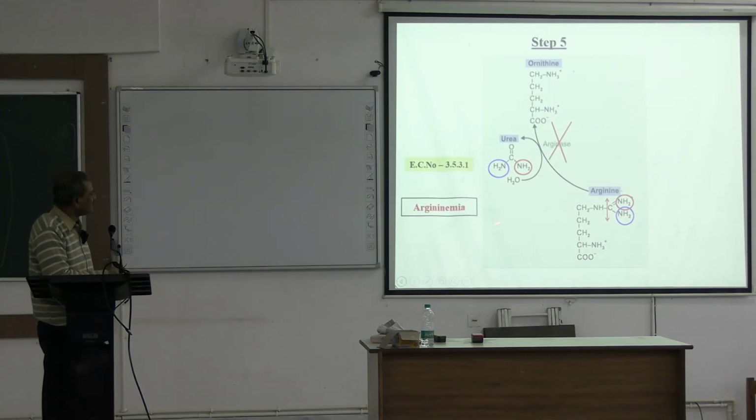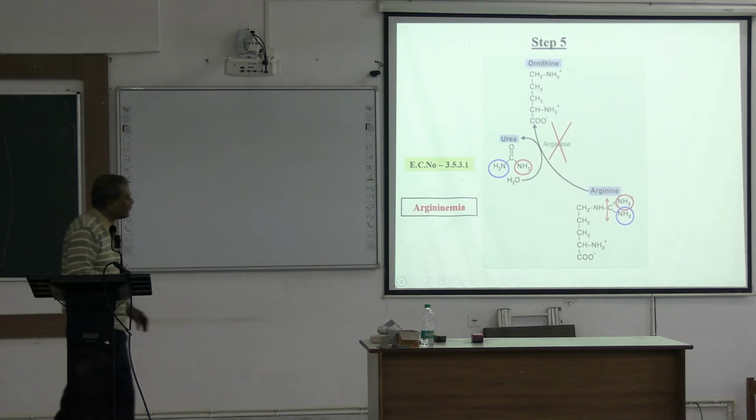So, yes, it is 3.5. This is called argininemia, because arginine will be present in excess amount because the block is here.